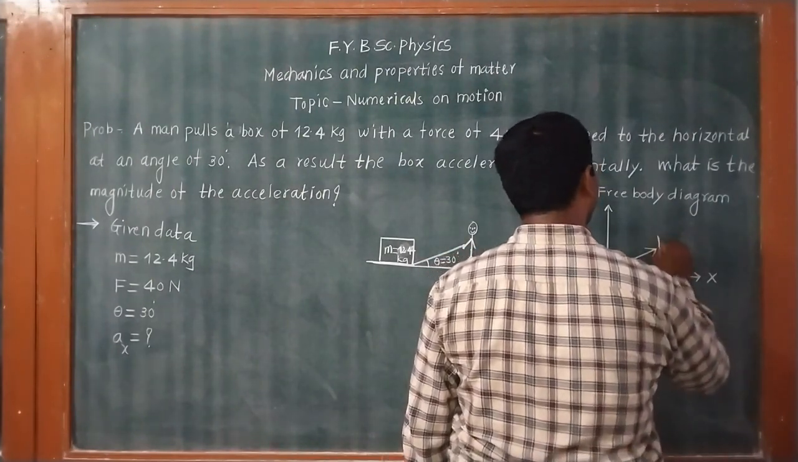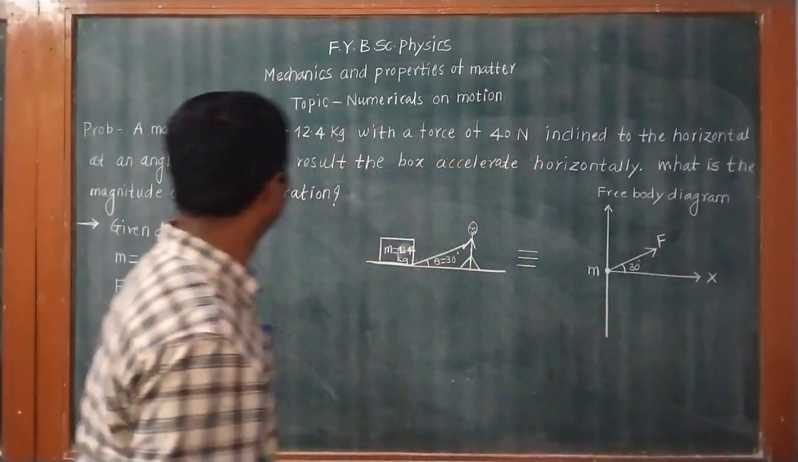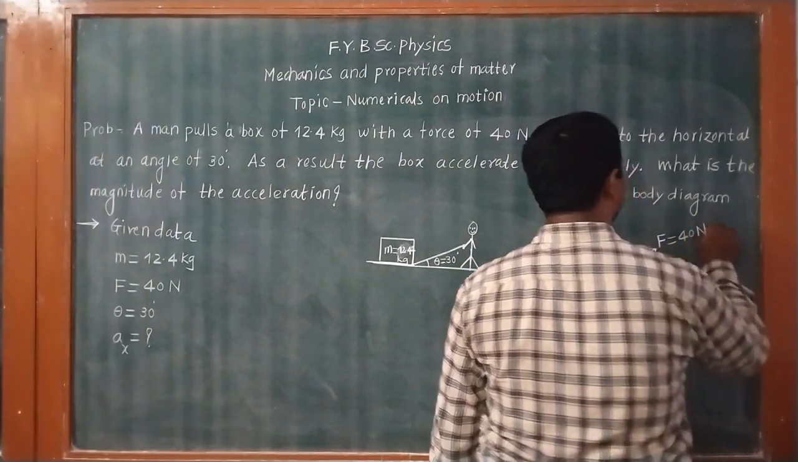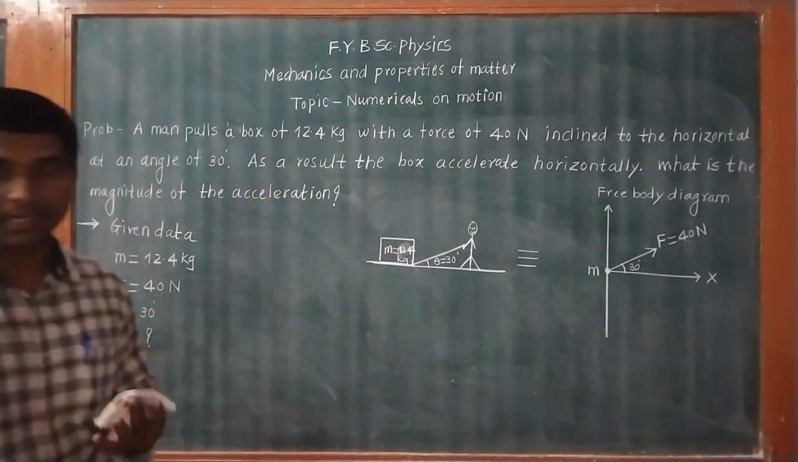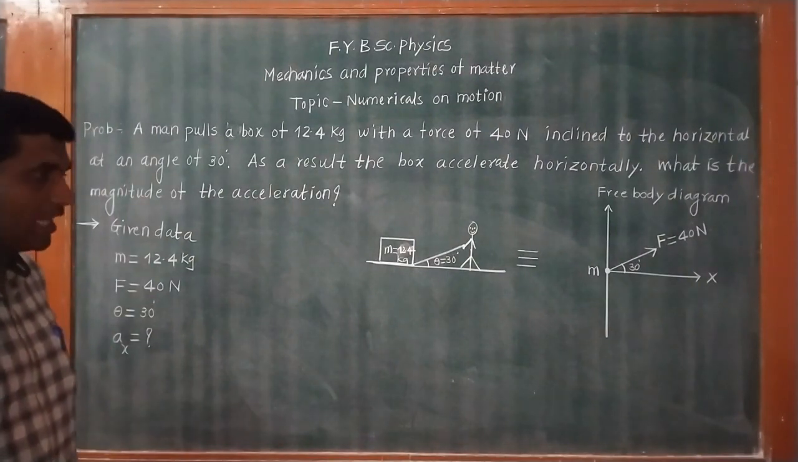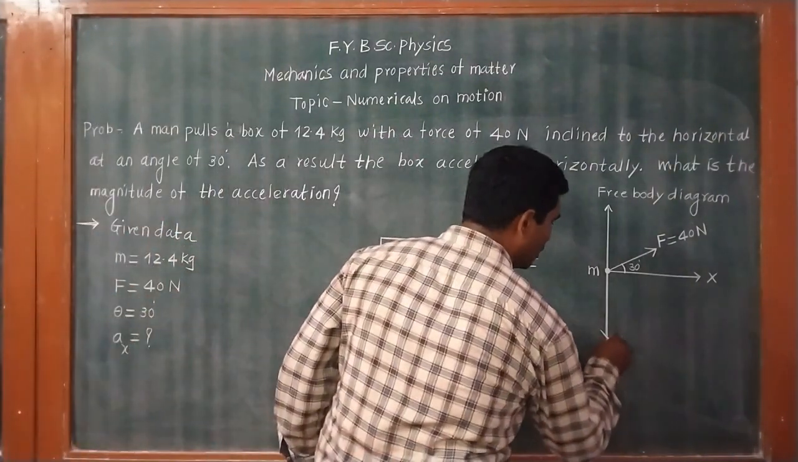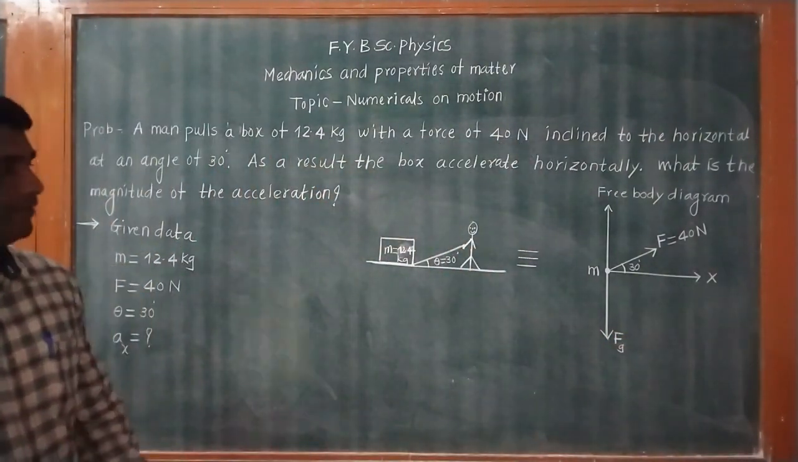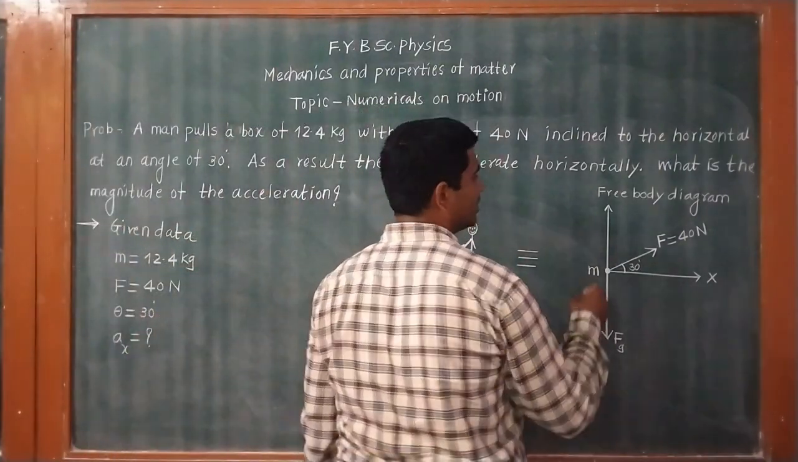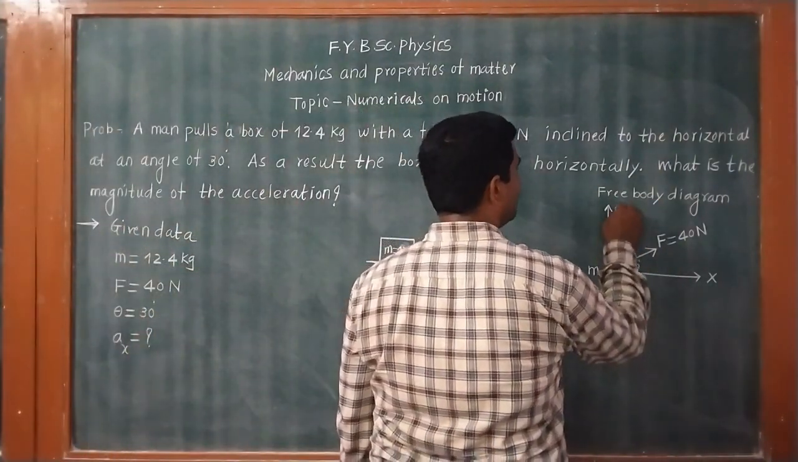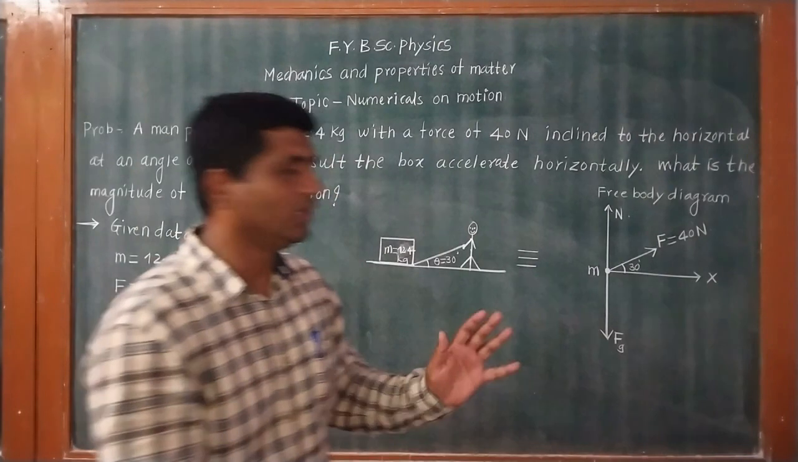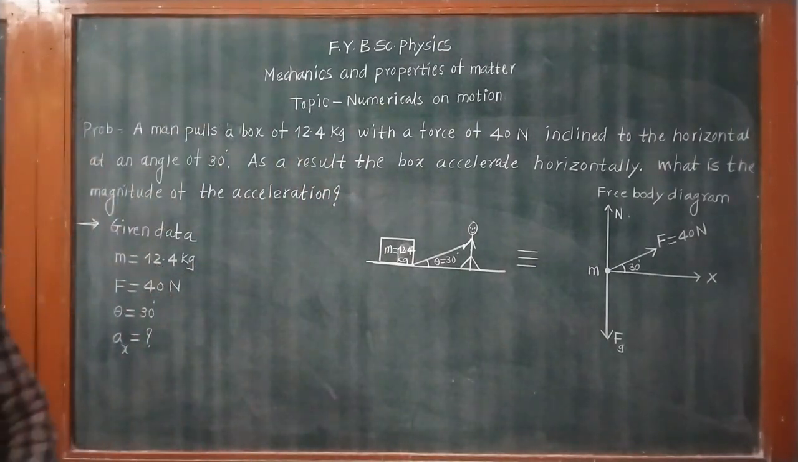So your force F is in this direction, whose magnitude is 40 Newton. As we had seen in our earlier problem, in this case also there will be a force acting in the vertically downward direction, which is due to gravity. And the surface will exert a normal reaction in the vertically upward direction. Obviously both will be equal in magnitude, so they will cancel each other.